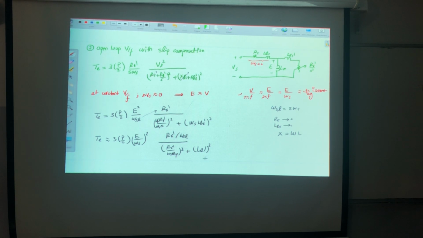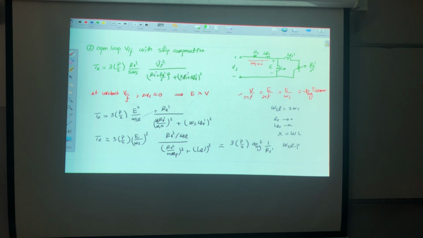Good. Now you know that the inductance in general is very small, in millihenry. Squared, it will be negligible, correct? So at the end of the day, this means that the torque is almost equal to 3P over 2 times E over omega s, the flux in the gap squared, and if I rearrange it, it will be 1 over R dash times omega slip.